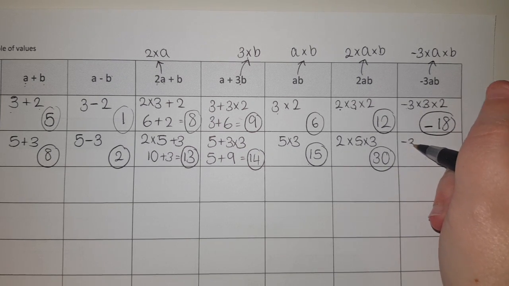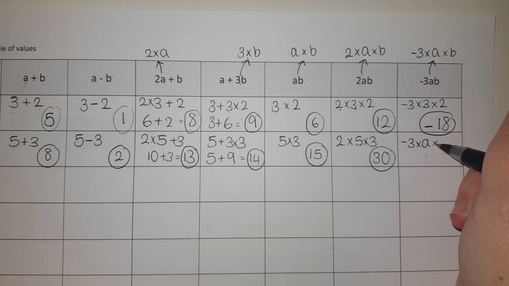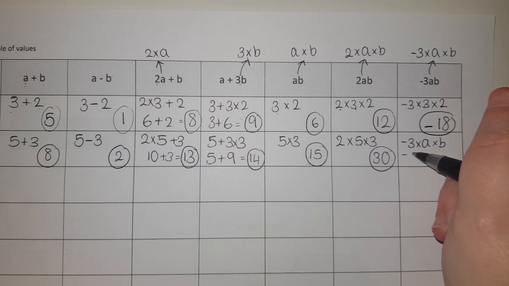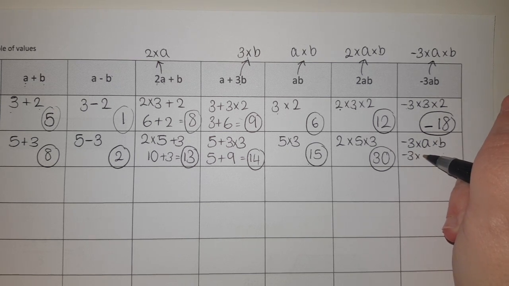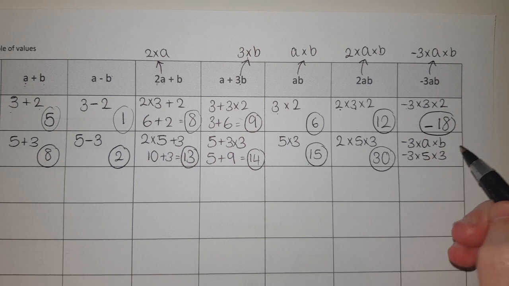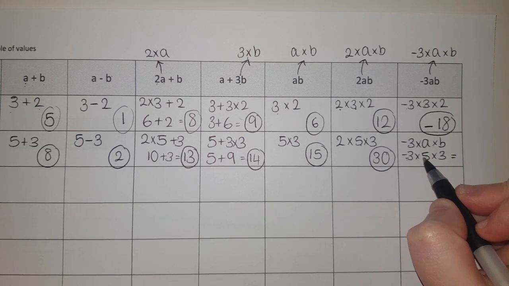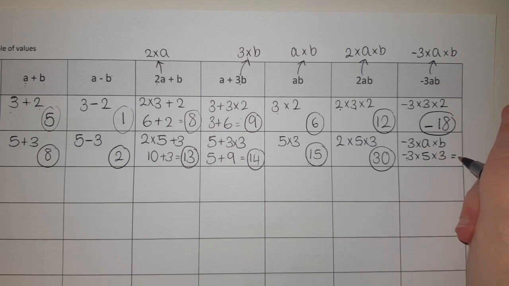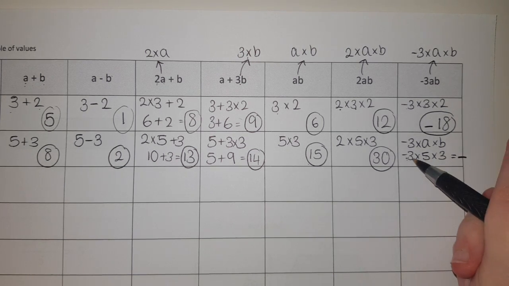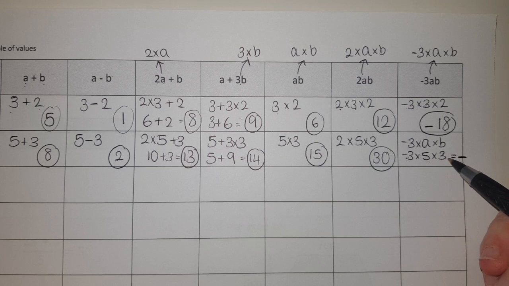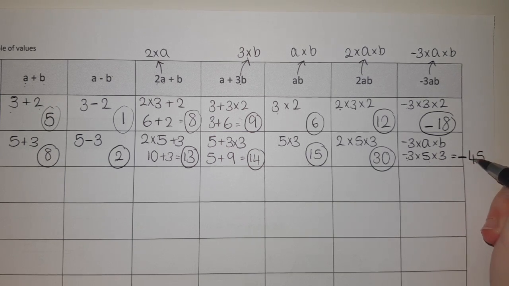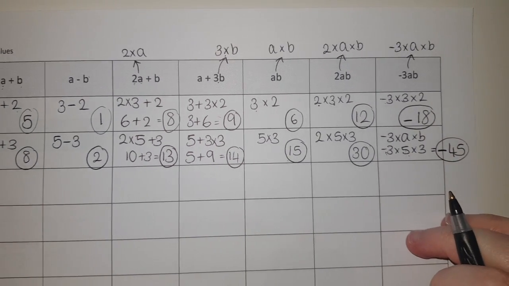And the last one, minus 3 times A times B. I realise I didn't mean to write that. Minus 3 times 5 times 3. So we know that because I've got a minus and a plus, that's going to make a minus. If I times it by another plus, I'm still going to have a minus. Okay, 3 times 5 is 15, and 3 15s are 45. So that's it, minus 45.